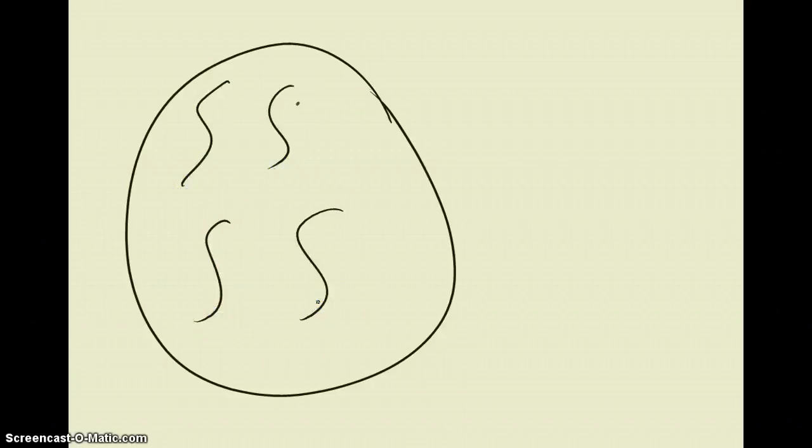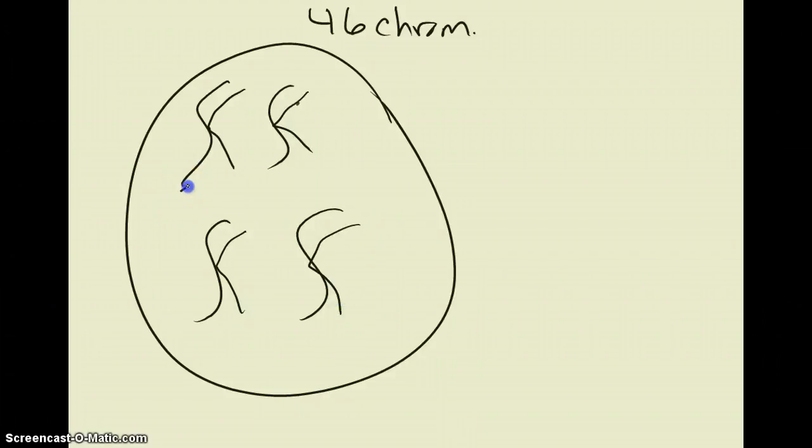Now, I'm only going to draw 4 of them just to make our lives a little bit easier here. But we're going to start out with 46 chromosomes. Now, through the process of DNA replication, the previous video that you watched, you now have 2 copies of each of these chromosomes. And you have those sister chromatids. Remember, they're hooked together. So if this is chromosome 1A, now you've got 2 copies of 1A, 2 copies of 1B, 2 copies of 2A, 2 copies of 2B, and all the way through until you have 2 copies of the X or the Y chromosomes, depending on male or female.